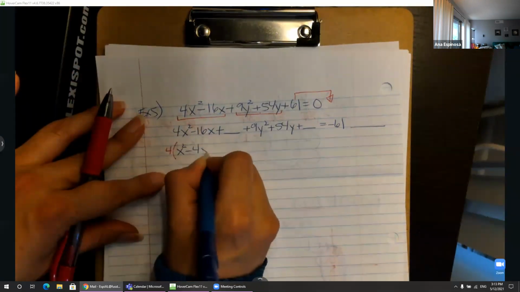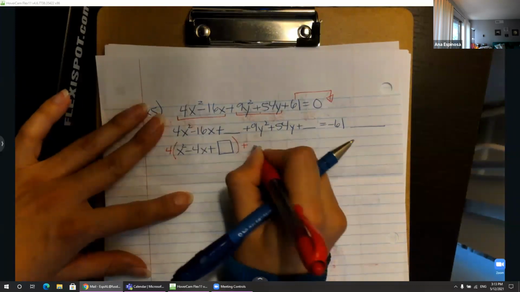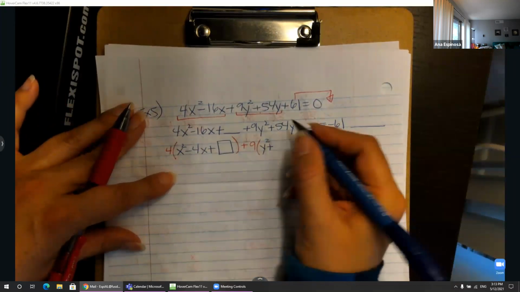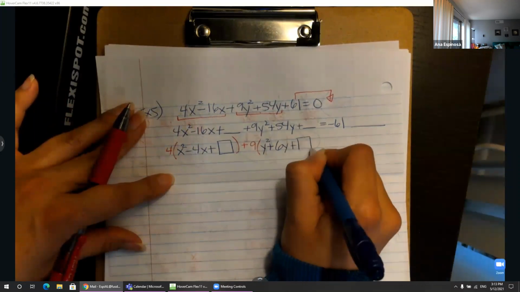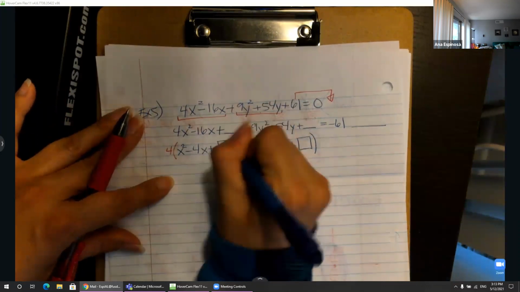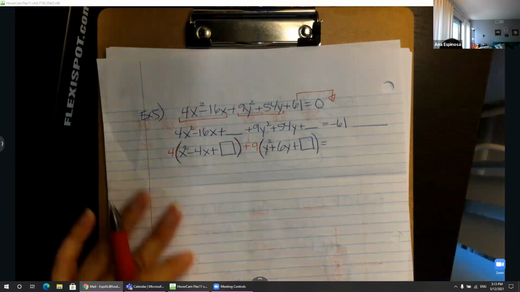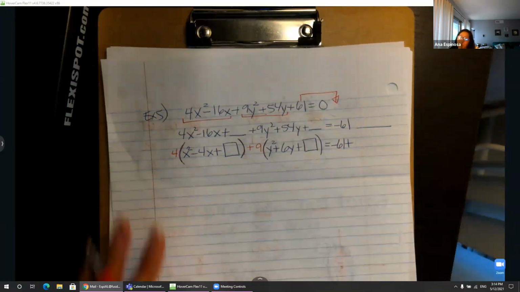x squared minus 4x plus the box. Factor out the 9. Oh, forgot a square. y squared plus 6y plus now the box. On the right side, here's where I want to caution you. When you are working with these problems, be super, super careful. I do not just put box plus box, okay?